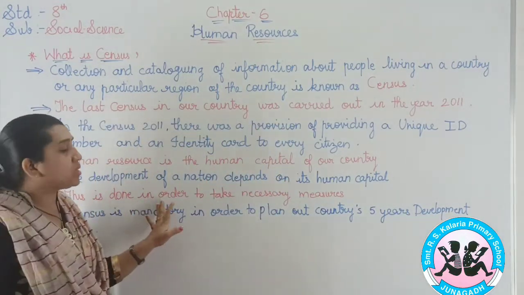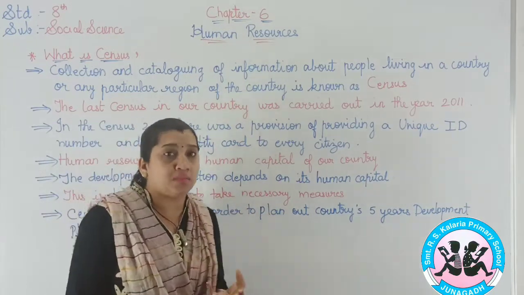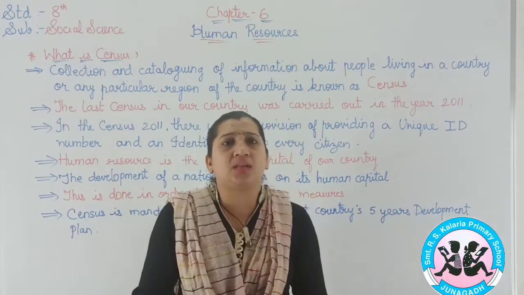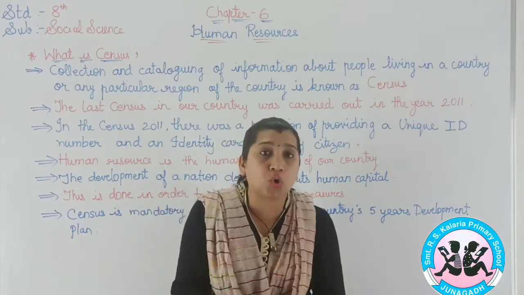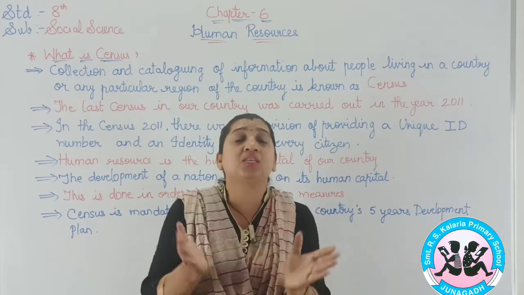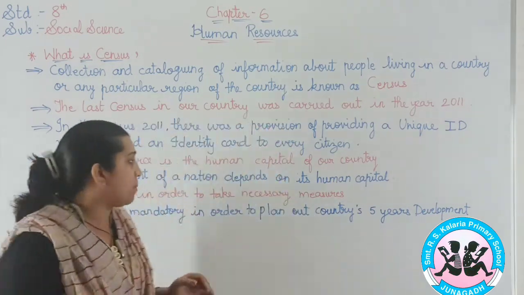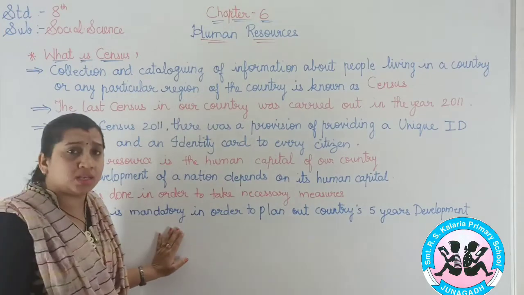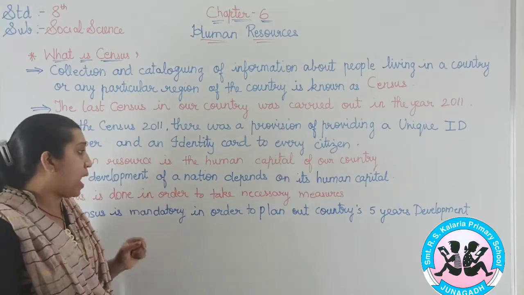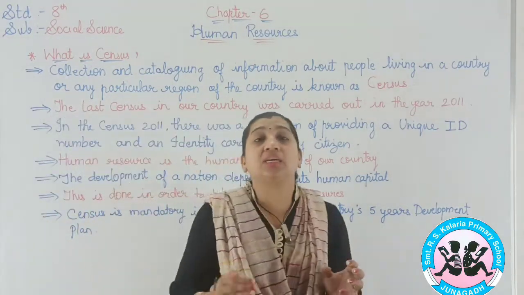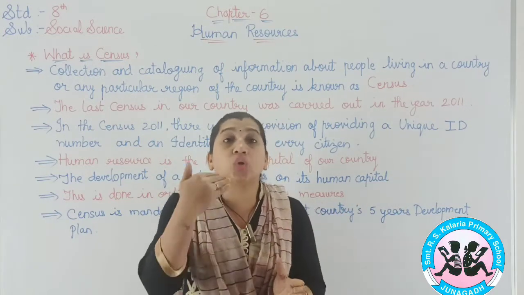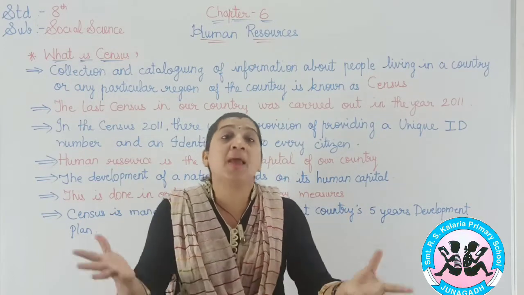Now here, this is done in order to take necessary measures. Every 10 years the census is done, and the reason behind it is to know whether the population is increasing or decreasing, and what facilities are to be granted by the government. Census is mandatory, that is compulsory, in order to plan the country's 5-year plan development. Nowadays the government has also started counting animals and birds, and domestic animals are also counted.